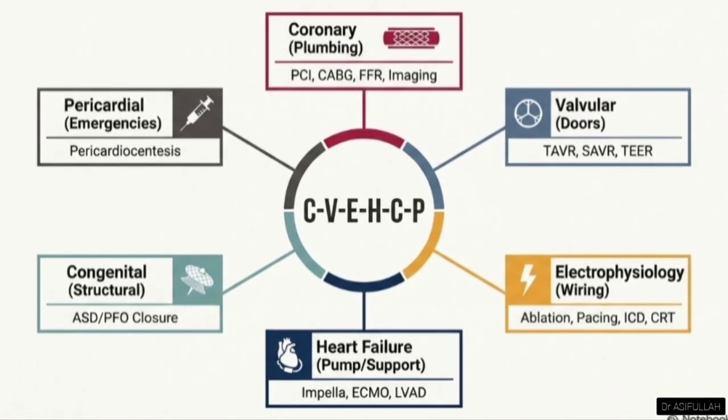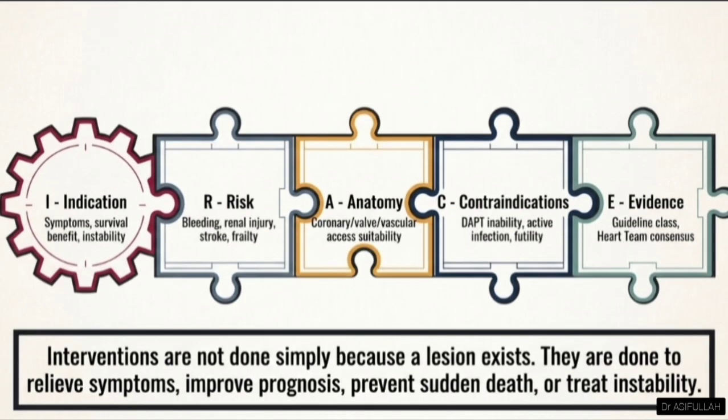So, coronary issues are addressed through PCI, CABG, FFR, and imaging. Valvular problems are addressed through transcatheter or surgical repairs, or edge-to-edge repairs through transcatheter techniques. Electrophysiological problems are addressed through ablation, pacing, defibrillator implantation, and resynchronization therapy. Heart failure is addressed through Impella, ECMO, and LVAD. Congenital problems like ASD, PFO, VSD may be occluded through different structural devices, and pericardial emergencies like pericardial effusion and tamponade may be addressed through pericardiocentesis.